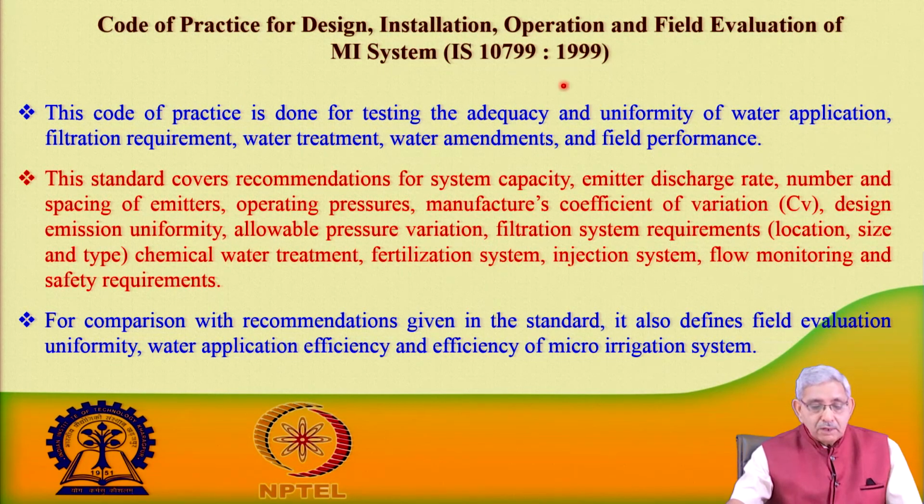There are codes of practice which are used for design, operation and field evaluation of micro irrigation systems. These standards are made in terms of coefficient of variation, emission uniformity, allowable pressure variation, filtration requirement, chemical water treatment, fertilizer system, injection system, flow monitoring, etc. So, there is a set of guidelines which has been defined in this case.